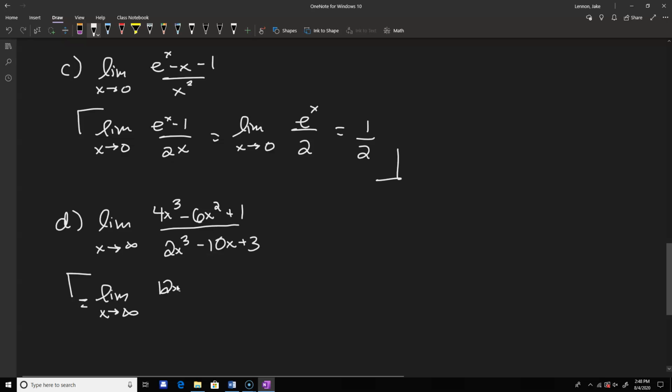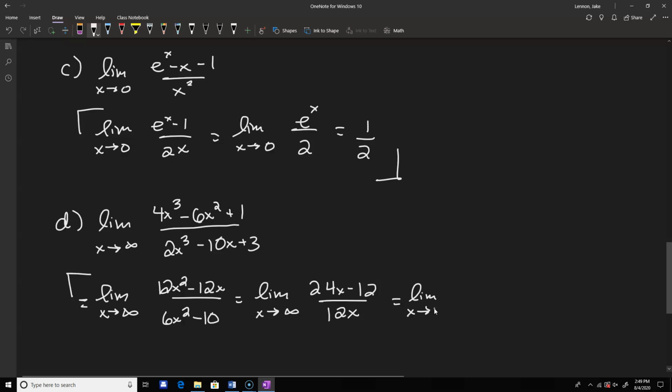We start by getting 12x squared minus 12x over 6x squared minus 10. Then taking the derivative one more time, we end up with 24x minus 12 over 12x. And then taking one last derivative, we see we're getting 24 over 12, which gives us our limit value of 2 that we kind of already recognized would happen.